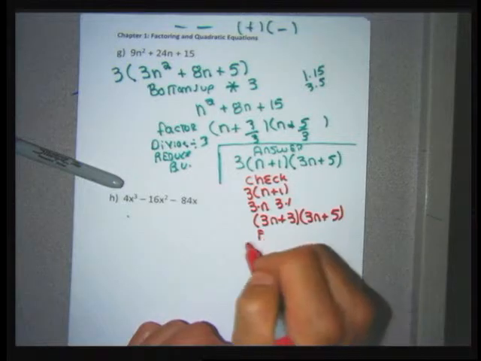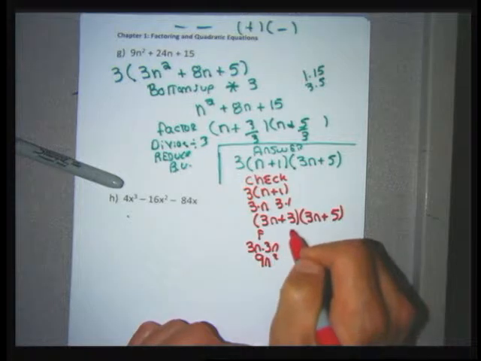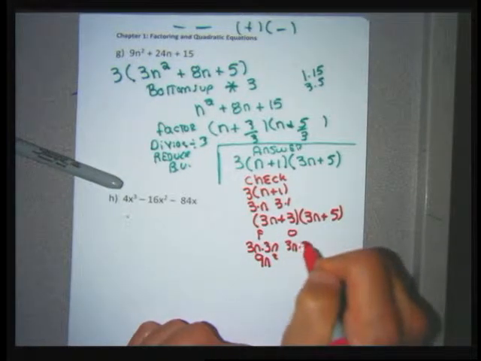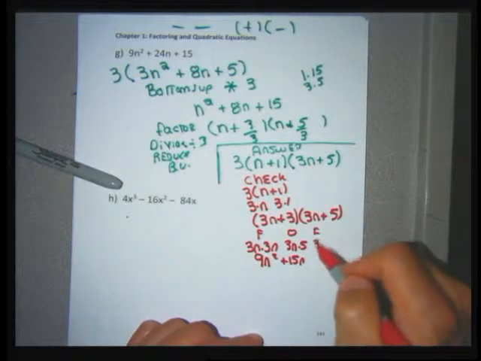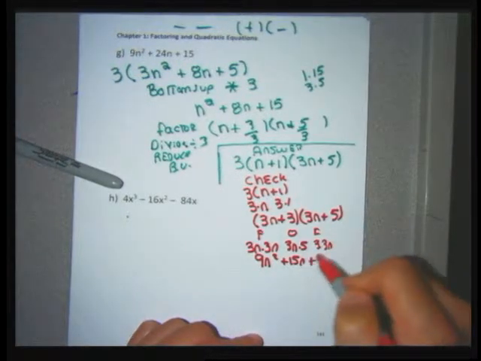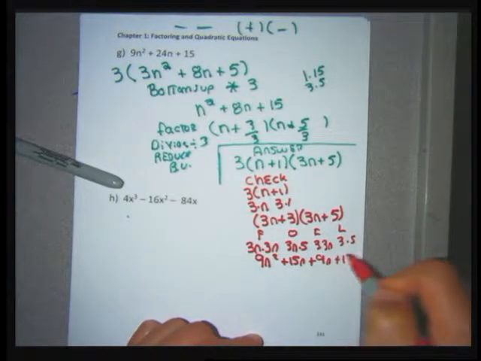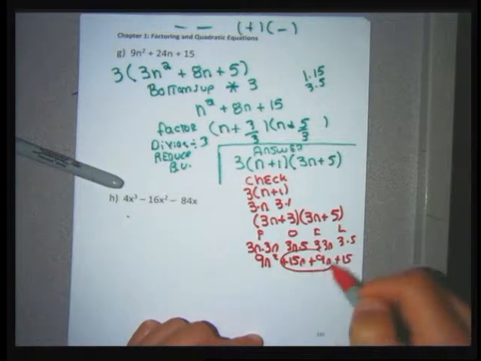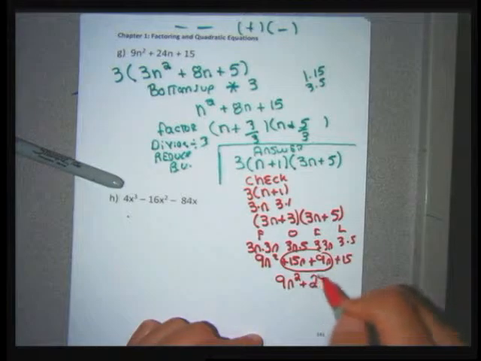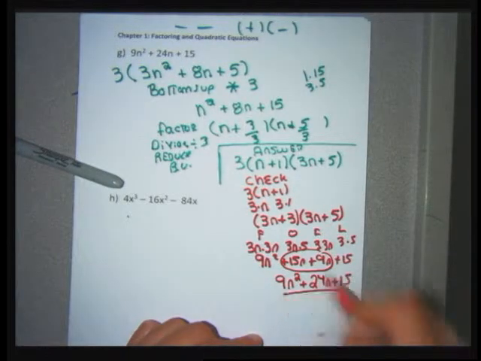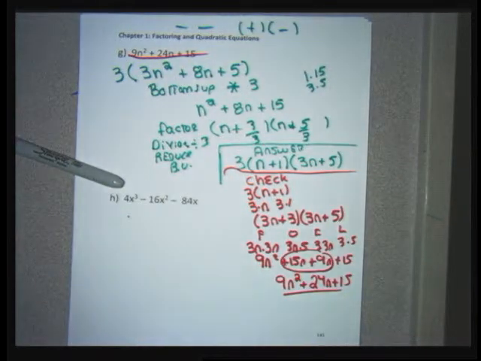The first would be 3n times 3n, which is 9n squared. The outers would be 3n times 5, which is plus 15n. The inners are 3 times 3n, which is plus 9n. The lasts are 3 times 5, which is plus 15. I'm going to combine the inners and the outers, and I get 9n squared plus 24n plus 15. And I look at that, I look at the original problem. This thing that I wrote answer on has to be right then.